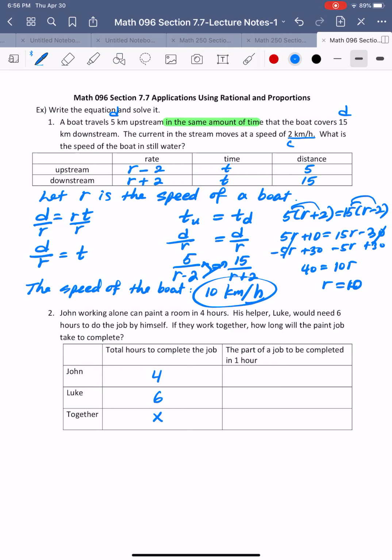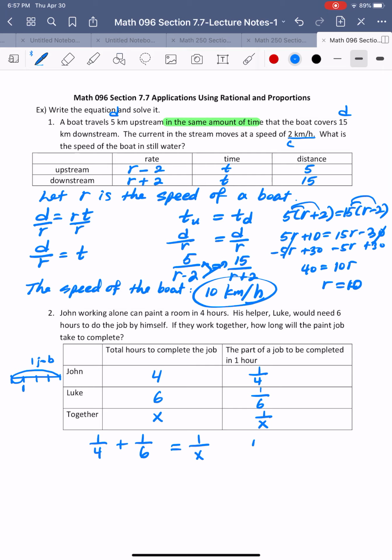John takes 4 hours to complete the job. To complete one job he needed 4 hours, but we are talking about only 1 hour. So how much of the job has been done? In 1 hour he finished 1/4 of the job. For Luke, it's going to be 1/6 of the job, and together it will be 1 over x of the job, done in 1 hour. So this is the job done by John and Luke together in 1 hour.